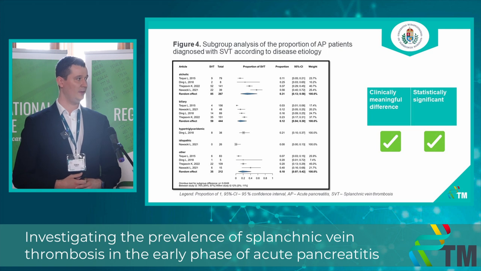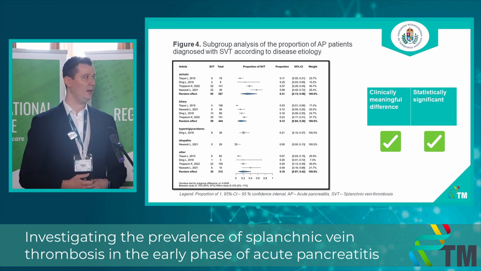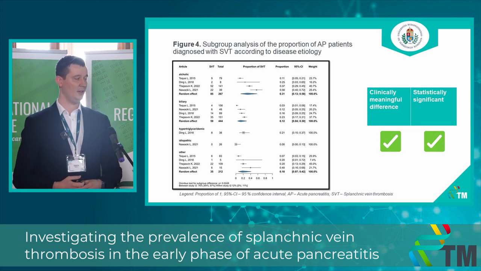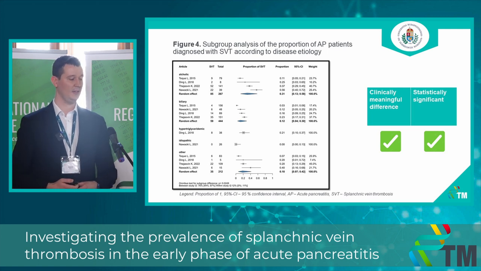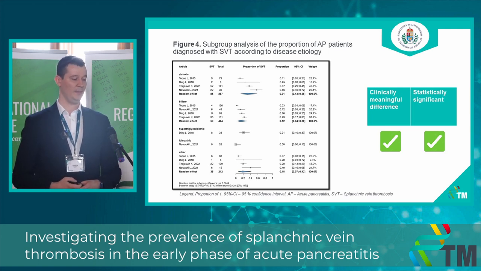On this fourth forest plot, you can see a subgroup analysis by disease etiology. You can see that the alcoholic-induced AP patients are most affected, nearly 1 in 3, while in biliary etiology, only 12% of patients are affected. The differences in this case are both statistically and clinically significant.